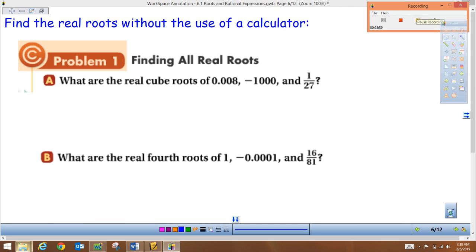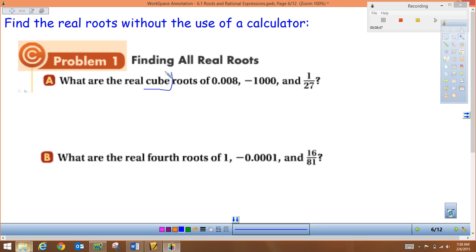Turn the page and let's go over a couple more examples. What are the real cube roots of these three numbers? Okay. What does cube mean? That's 3. So we're going to be taking a cubed root, or the third root of these numbers, but we are not going to use our calculators.